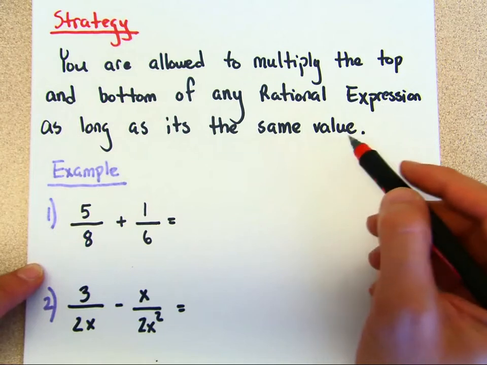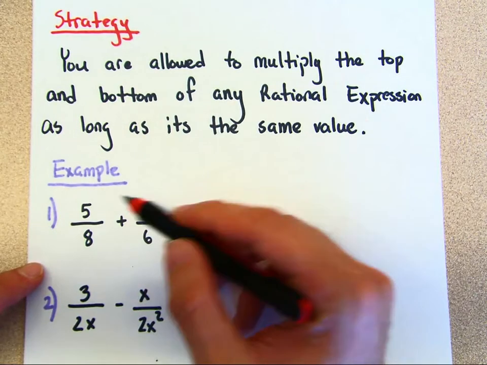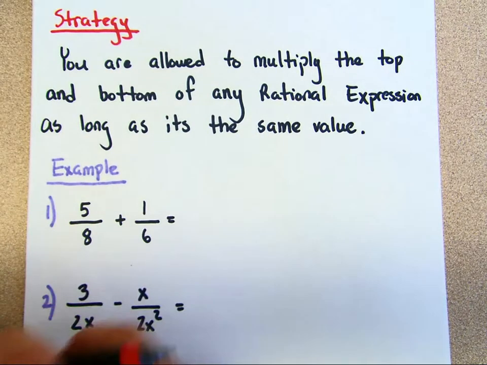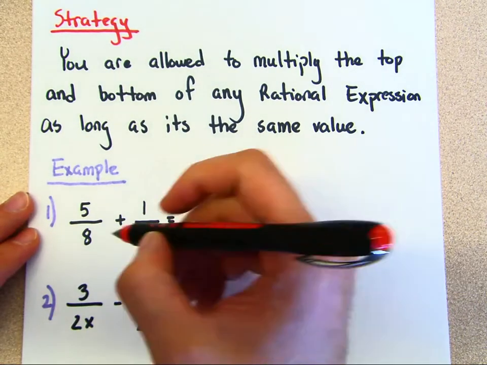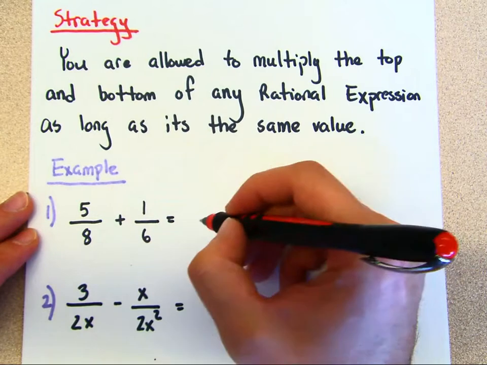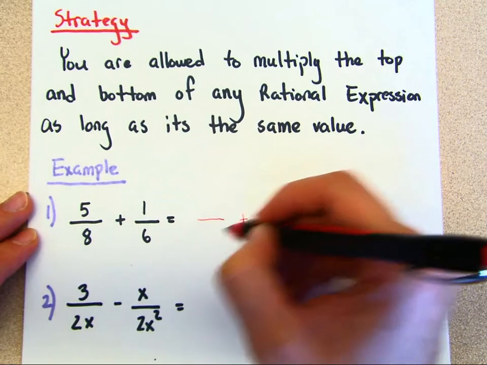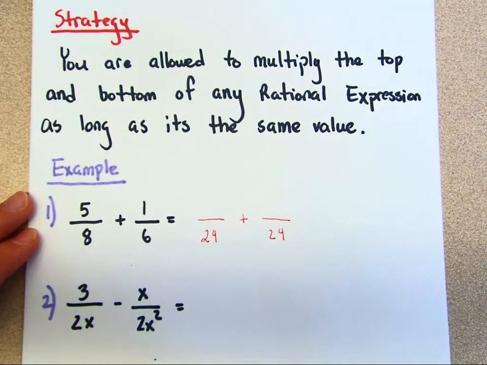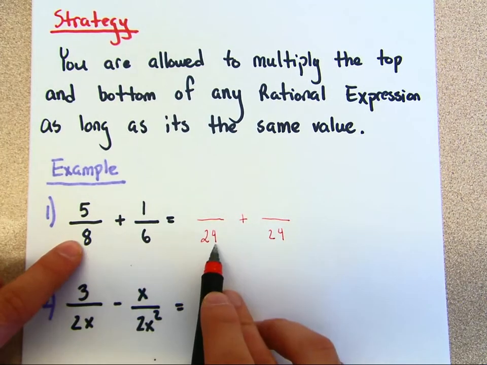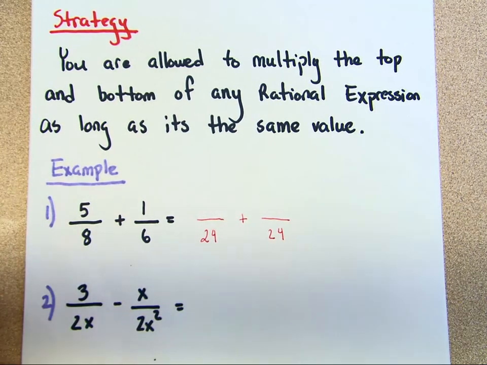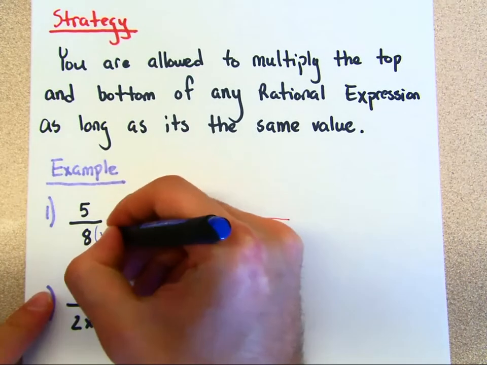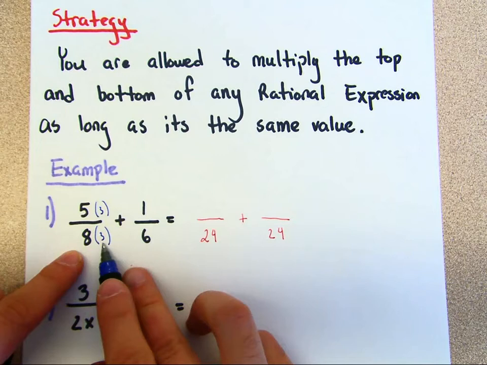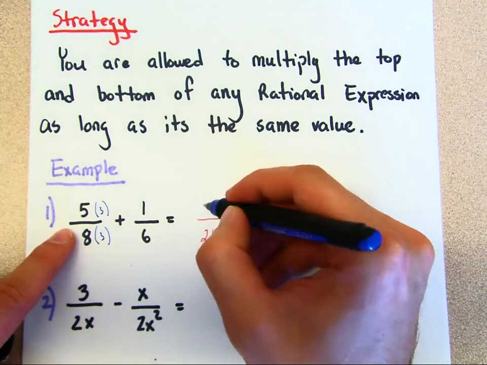So what does that mean? For example, what I want you to do is try and do this question by yourself. Pause the video and try and do this question by yourself. If you want to see how it's done, here it should be the common denominator is 24. So 8 times what number is 24? It's 3. And so I'm going to multiply the top and the bottom by 3. So 8 times 3 is 24, so 5 times 3 is 15.